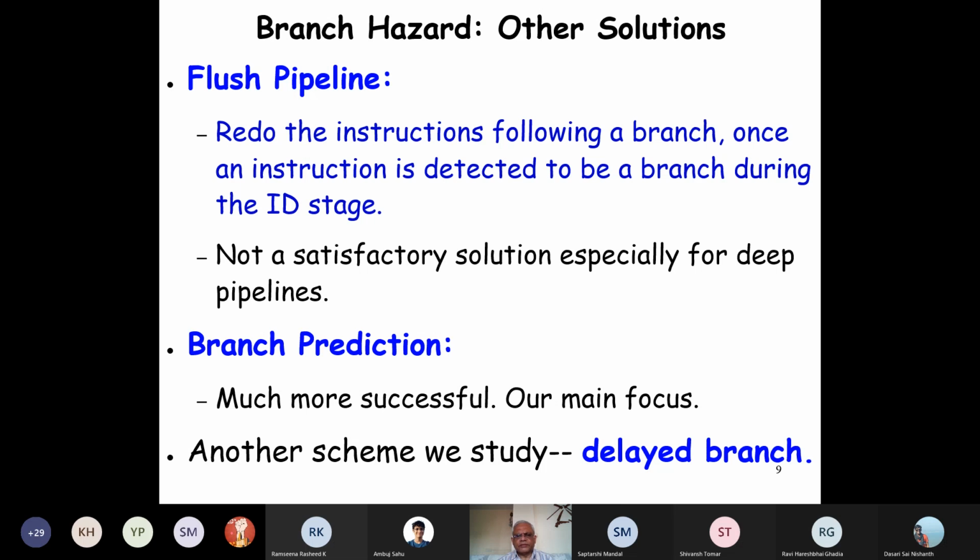One more scheme is the delayed branch, which is a software approach. Here we don't change any hardware. With the same hardware, we don't take care of the control hazard at all. But in the 2 slots, the 2 instructions following a branch, the compiler rearranges the instructions so that useful work gets done without really causing a hazard.